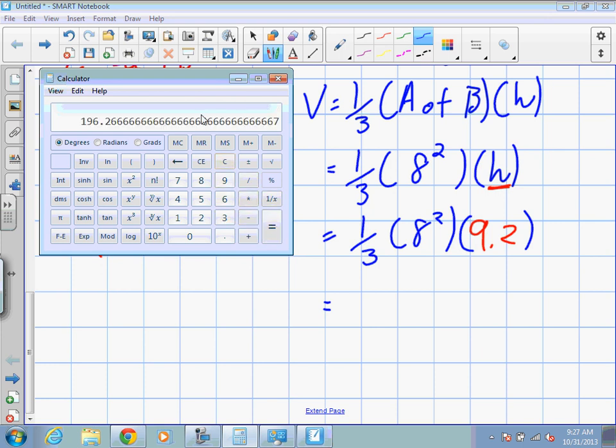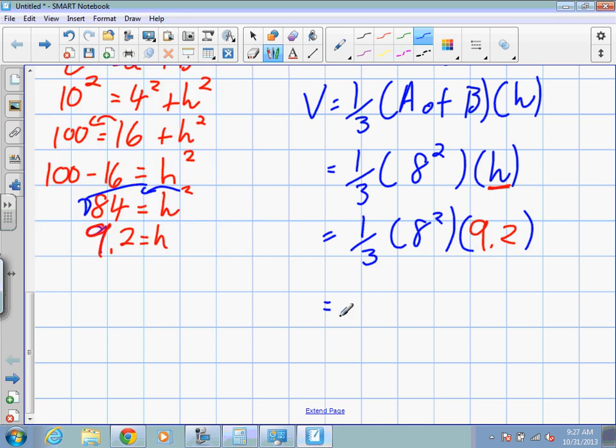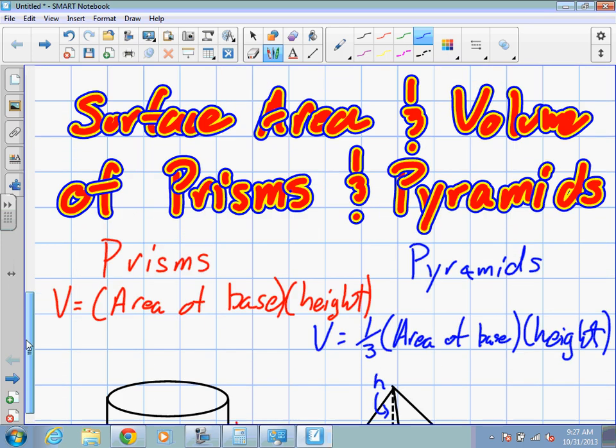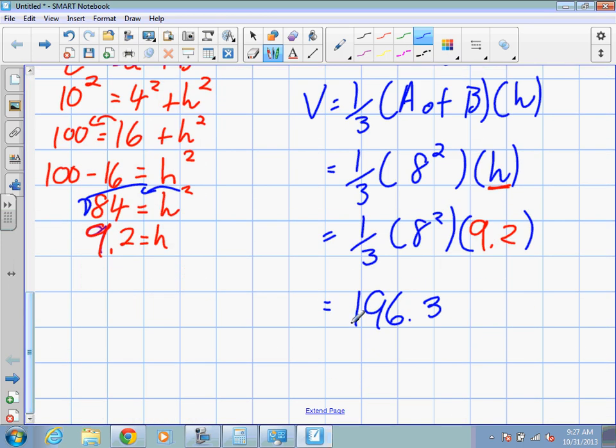196.3. Okay? And did I give a measurement? Centimeters. So because it's volume, it is centimeters cubed. It's 3-dimensional. Very good.